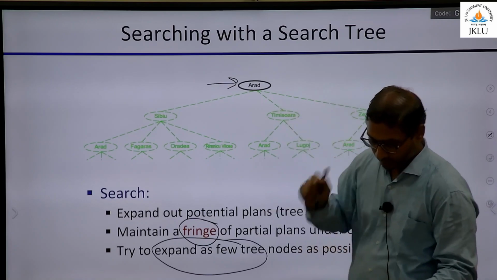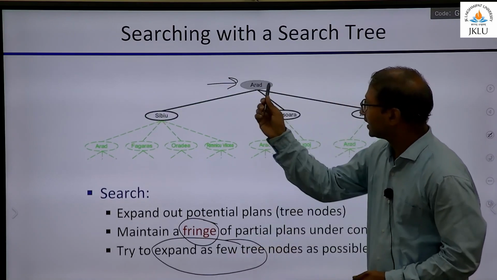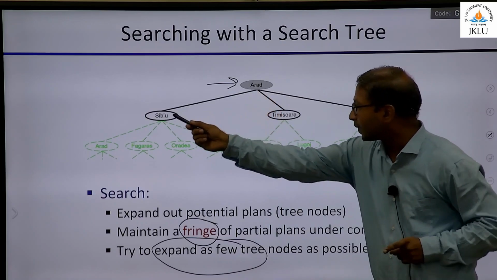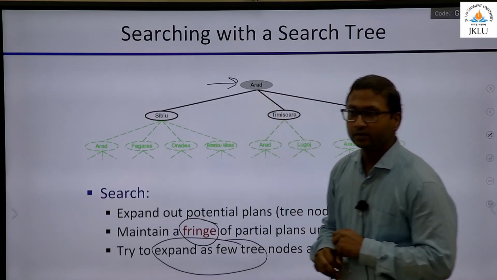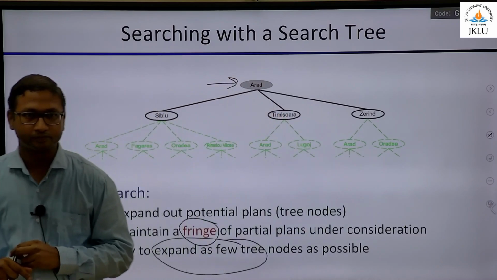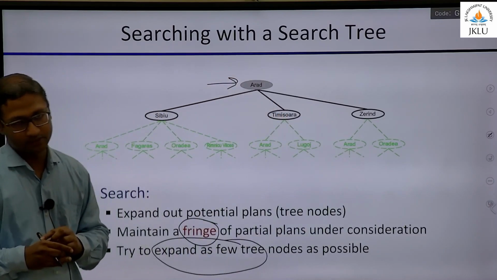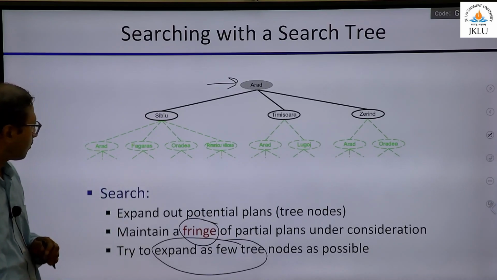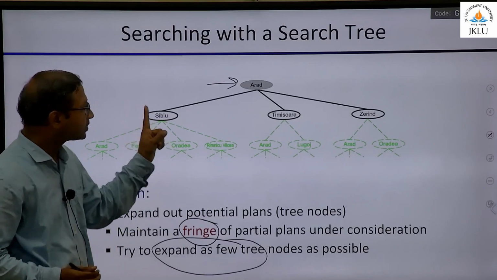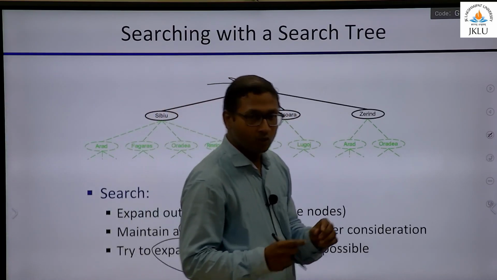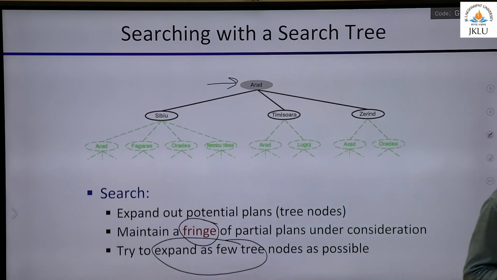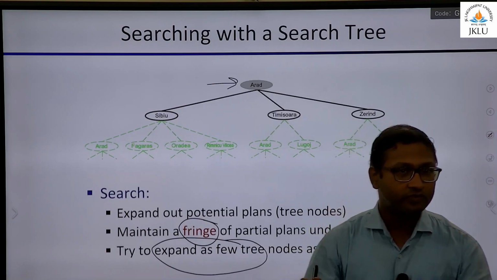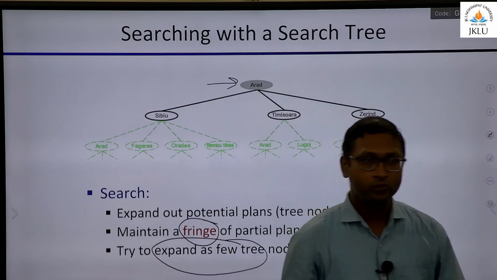Once you have expanded it, what does it mean? So let's come to next. Arad goes out of fringe. Now in your fringe you have these three nodes again. What do I do next? I have Sibiu, Timisoara, Zerind. Which immediate problem will you face? I have more than one candidate, so which one to expand?